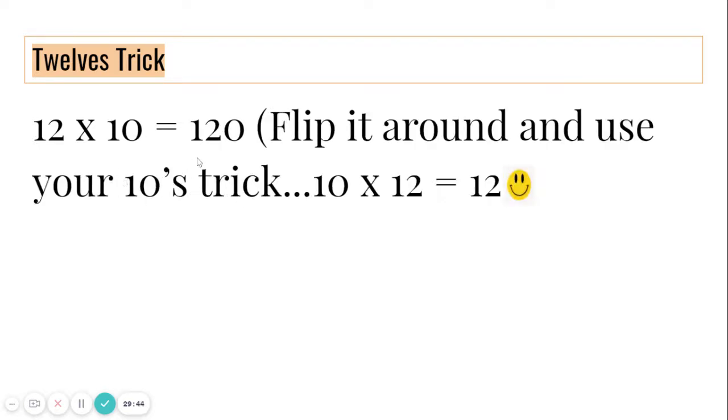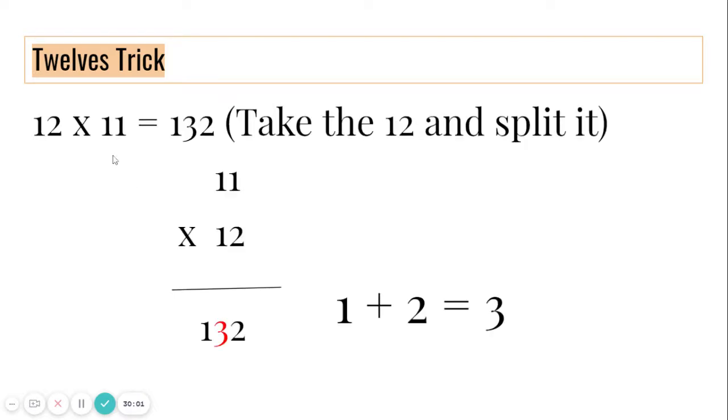All right, 12 times 10 is 120. We're going to flip it around and think of that as a tens trick. We're going to write that 12, put a sticker on the end. 12 and a sticker on the end is 120. 1, 2, 0. Think of this sticker as a 0. All right, 12 times 11, we're going to flip it around to an 11 fact, okay? 11 times 12, we're going to split the 1 and the 2. Then we're going to add the 1 and 2 and stick that number in the middle to equal 132.